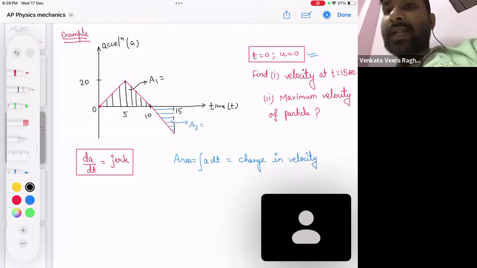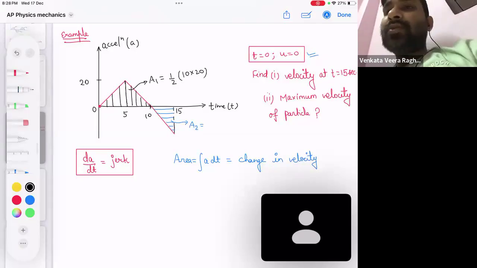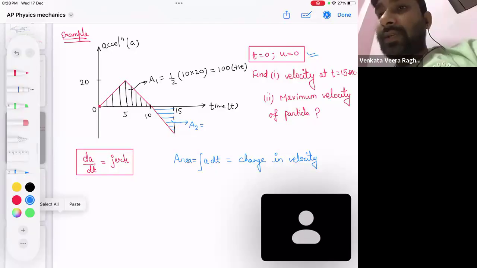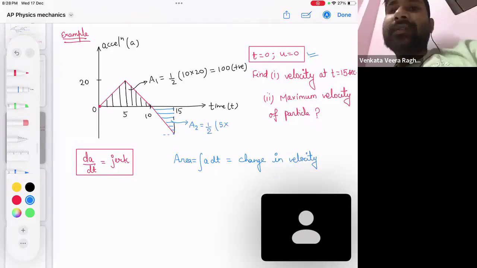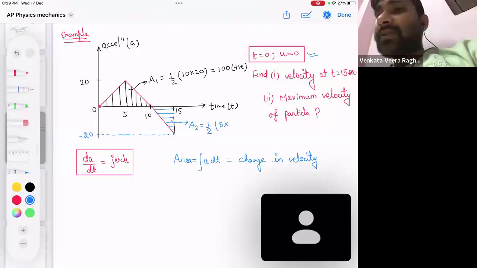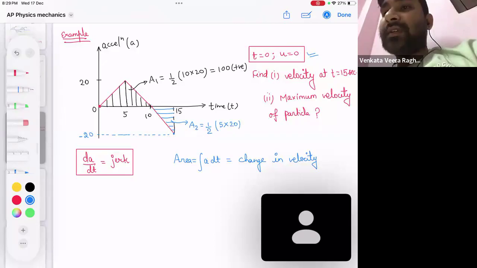What is the value of A1? A1 is half into 10 into 20, so 200 by 2, 100 will come. We take this area as positive. What is A2? A2 is half into (15 minus 10, that is 5) into the coordinate. What is this coordinate? Using similar triangles, can I say this is minus 20? So 5 into 20, 100 by 2, we got 50.